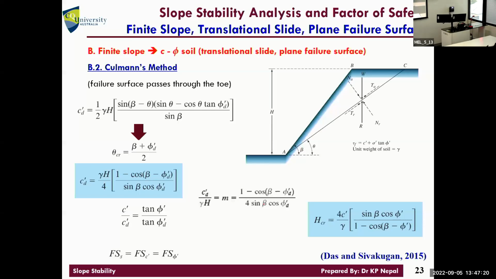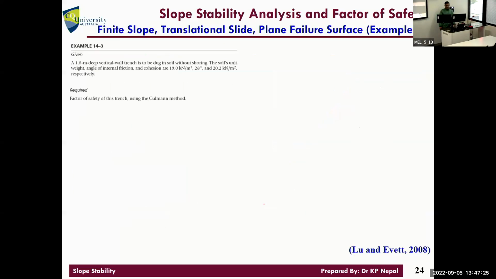Let's do one example. Can you sketch that graph first, based on the information? A 1.8 meter deep vertical wall trench is to be dug in the swell without shoring, so no support provided. The swell unit weight, angle of internal friction, and cohesion are 19, 28, and that. Find the factor of safety for this trench using the Coleman method.